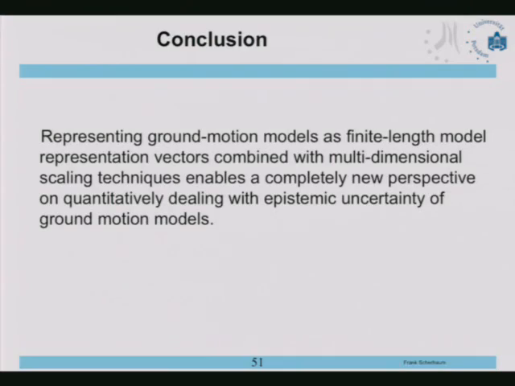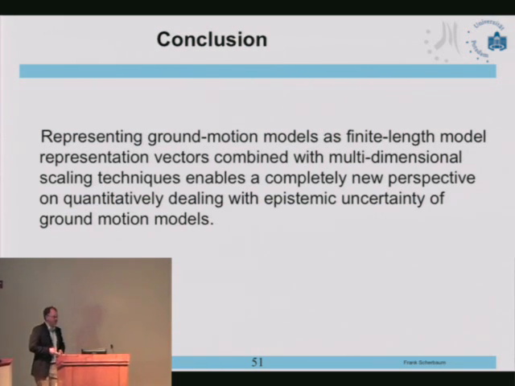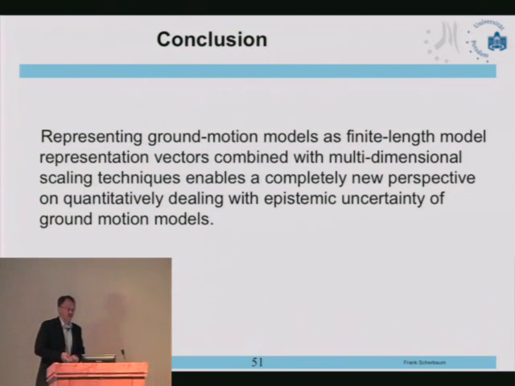So I could go on for another hour illustrating some other potential ideas, and some people have seen me doing this already. But in conclusion, I believe that representing ground motion models as finite length model representation vectors combined with multidimensional scaling techniques enables a completely new perspective on dealing with epistemic uncertainties. I think down the road, such a representation may even be an alternative to logic trees, since it would mean working on an interval instead of a nominal scale.